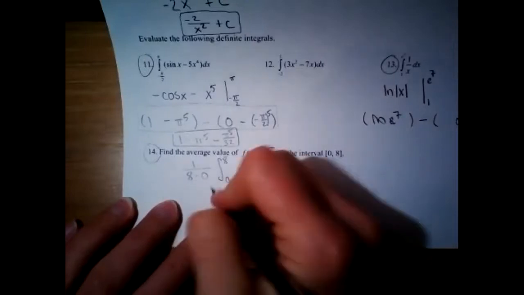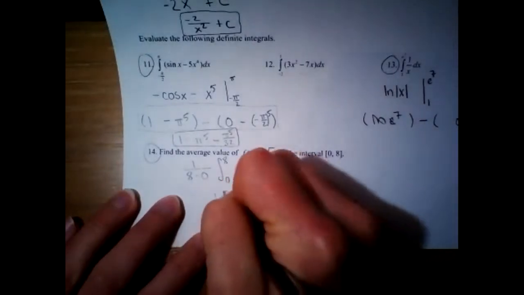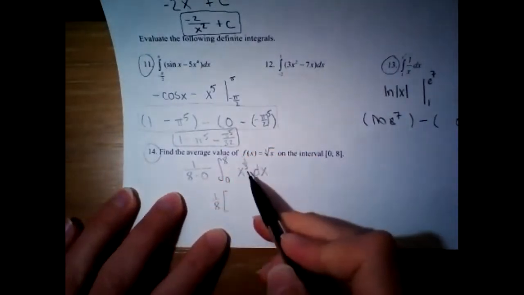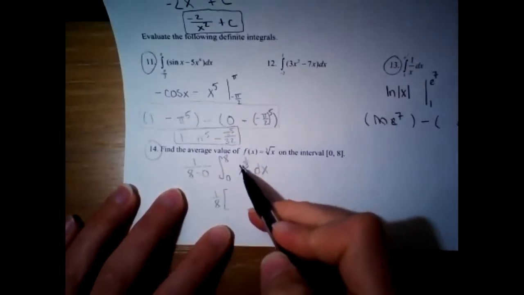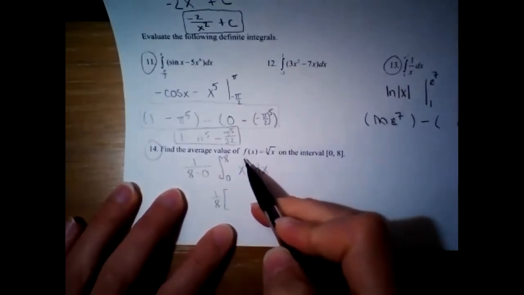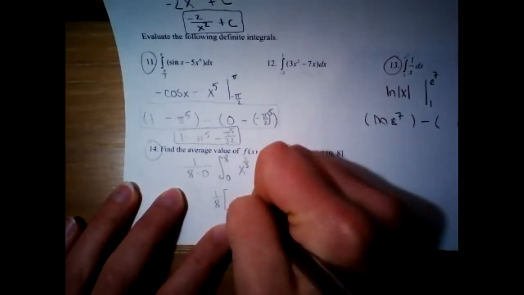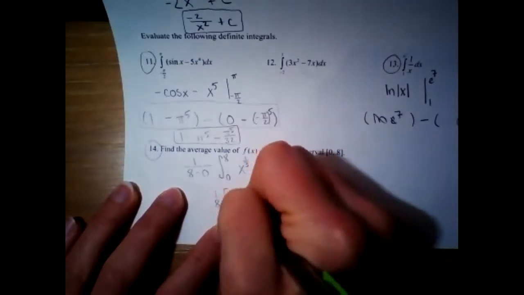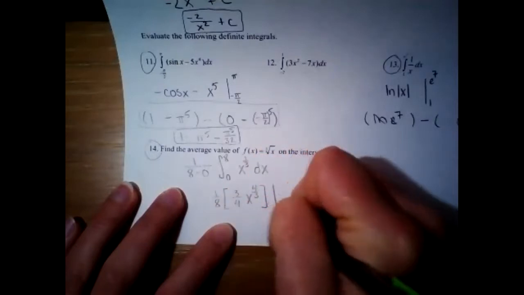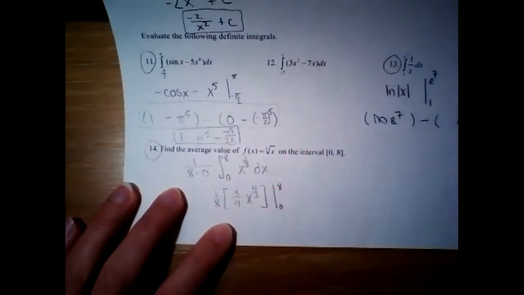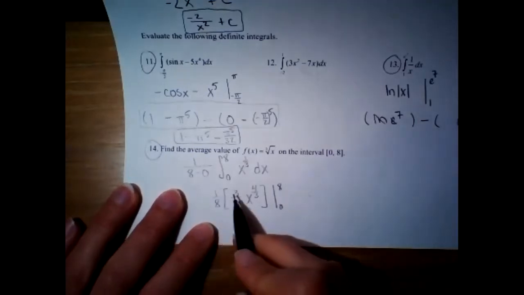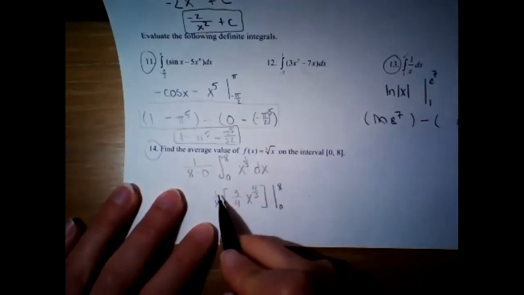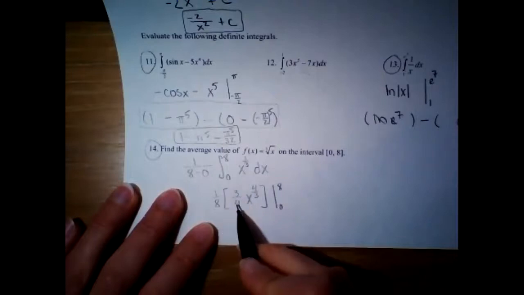So out front, we're going to have a 1/8, and then we're going to do this antiderivative. So it's going to be fun with fractions here. We're going to add 1 to the power. So it would be 1 1/3, which is 4/3. And so I would need a 3/4 out front. We're going to evaluate that 0 to 8. So first, we multiply these fractions out front. This would be 3 over 32.